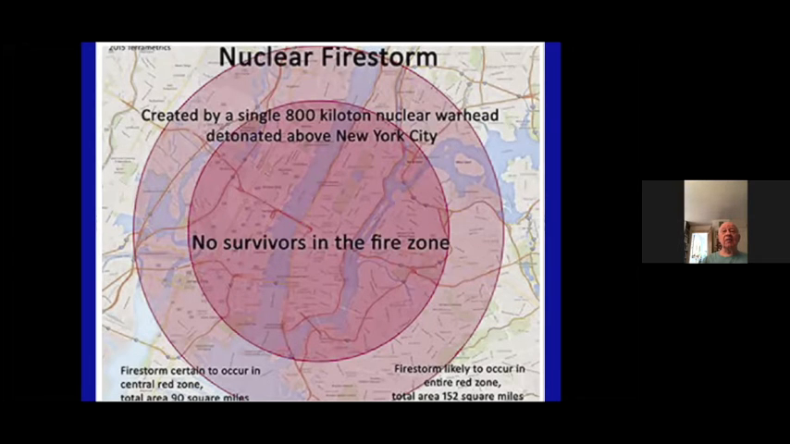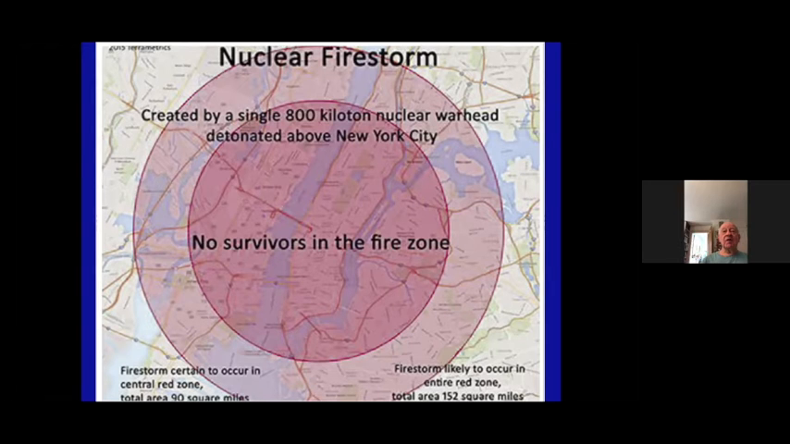Okay, getting to the frightening part. The US and Russia and China both have weapons that are a little bit smaller than 1,000 kilotons. So here shows an example of one weapon, just one, hitting New York City of about 800 kilotons, which the Russians have and we have.